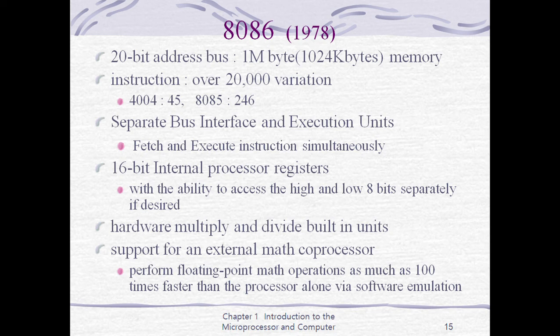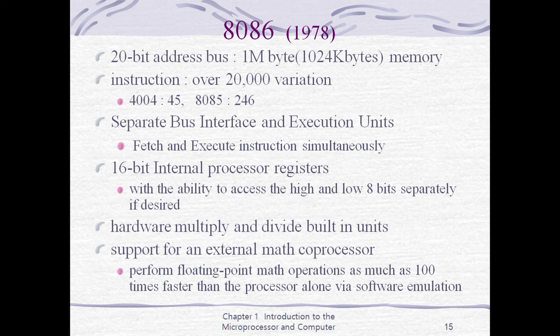If we compare this value with the 4004 microprocessor, which was the first Intel general purpose microprocessor, they invented this microprocessor in 1971. In 4004, there were just 45 instructions, while in the later 8085 microprocessor, there were just 246 instructions. So these numbers are very small as compared to the number of instructions or variations in the 8086 microprocessor.